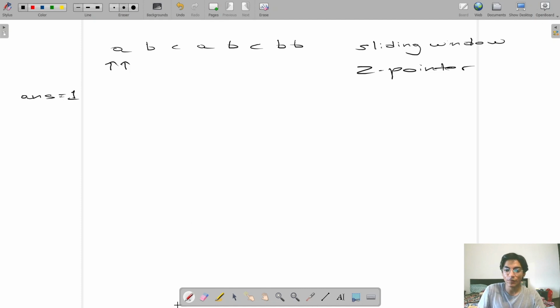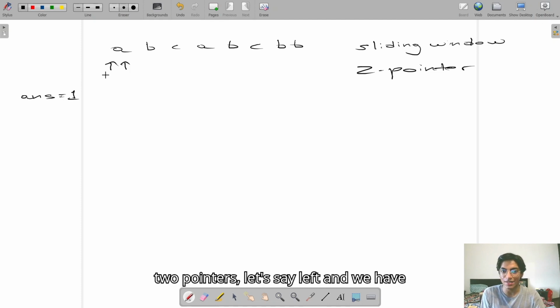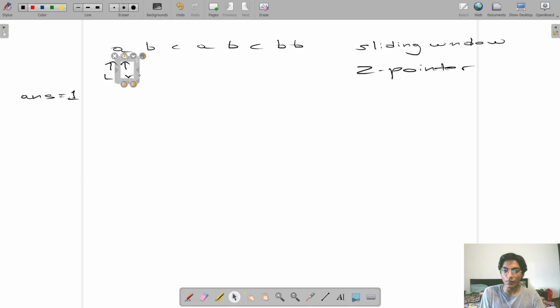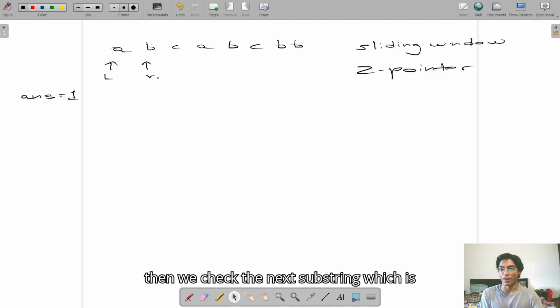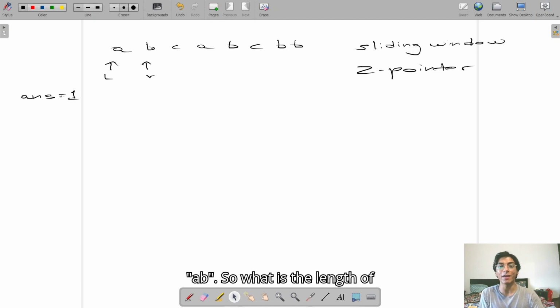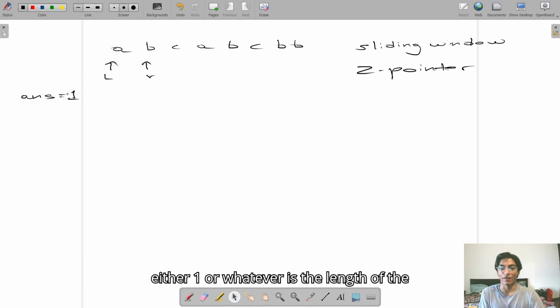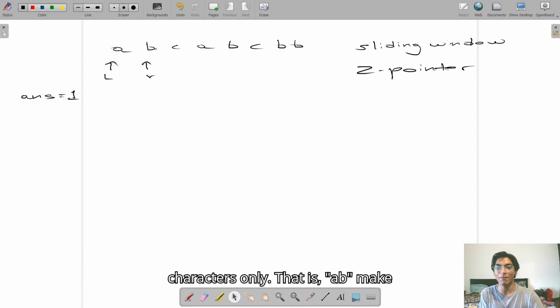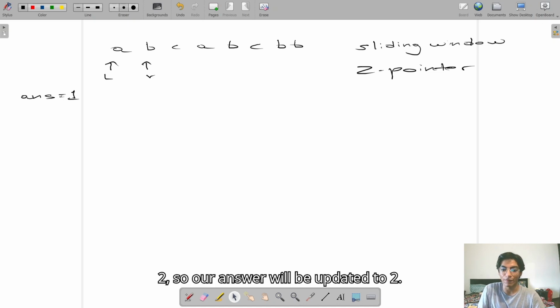Then we will move the right pointer. So we have 2 pointers, let's say left and right. We will move the right pointer forward. Then we check the next substring, which is encapsulated by these 2 points. Now our window is representing the substring AB. So what is the maximum length of such a substring now? Well, it is either 1 or whatever is the length of the current substring that has unique characters only. That is A and B make 2. So our answer will be updated to 2.